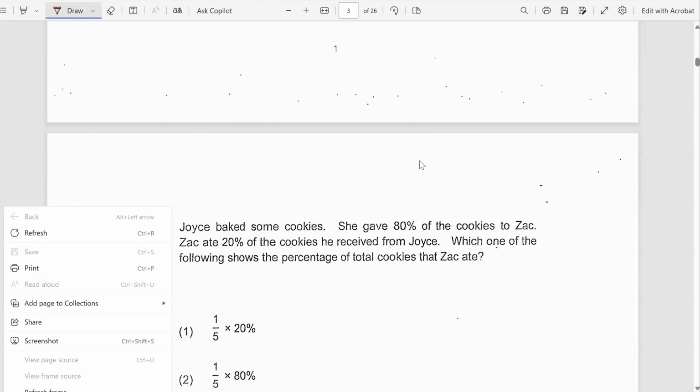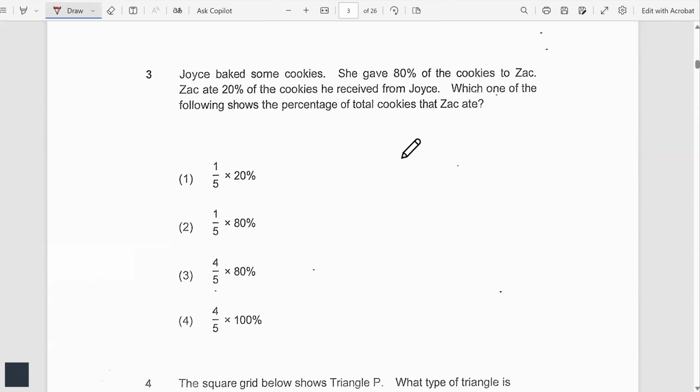Question 3. Joyce baked some cookies. She gave 40% of the cookies to Zach. Zach ate 20% of the cookies he received from Joyce. Which of the following shows the percentage of total cookies that Zach ate? Firstly, we have 2 percentages. You do not add them up or minus them or combine them because this 80% is talking about what Joyce had at first. So 80% of what Joyce had at first. This 20% is what Zach received, 20% of the cookies that he received from Joyce.